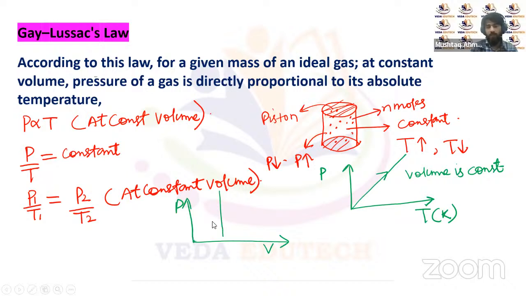Now, if we plot the same graph for pressure versus temperature, but in units of degree centigrade, we know that in that case it will be a straight line, but it will have some slope. It will not pass through the origin. So this will be the graph between pressure and temperature. It will be a straight line, but not passing through the origin. It will have some intercept.